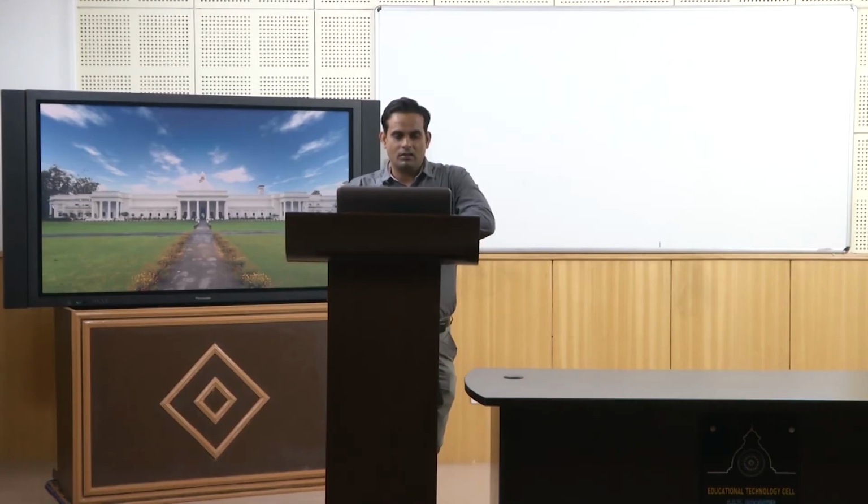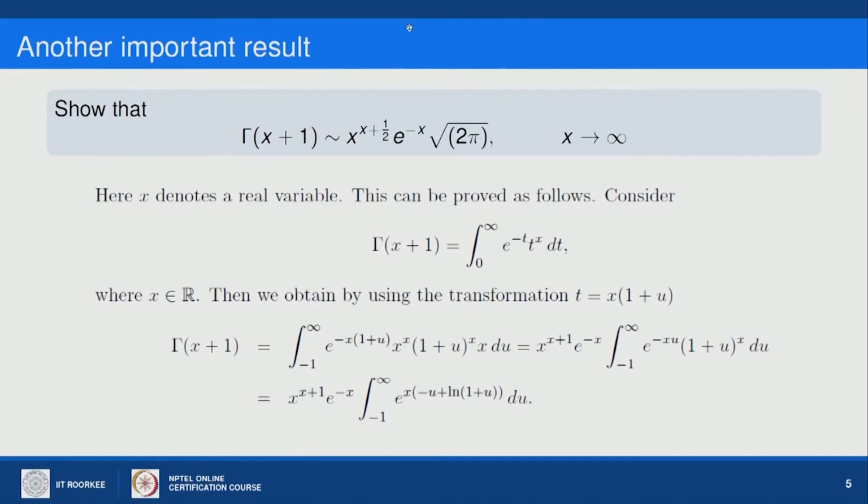Okay. So, how to prove this relation? That is a bit tricky. Let me give the outline of this. Here x denotes a real variable, and we know from the definition of gamma function that I can write gamma x plus 1 equals the integral from 0 to infinity of e raised to power minus t into t raised to power x dt.